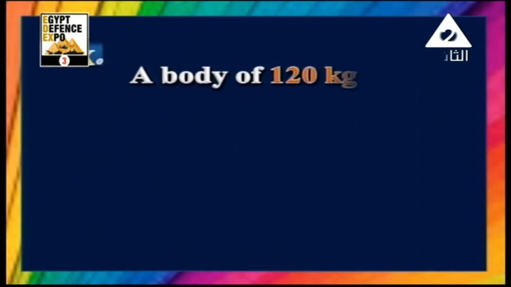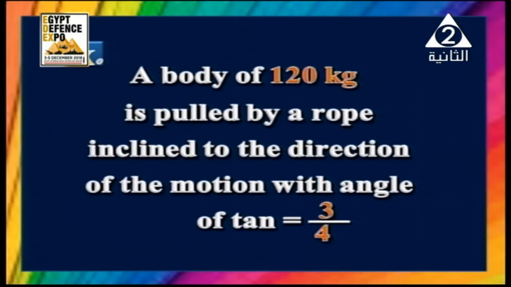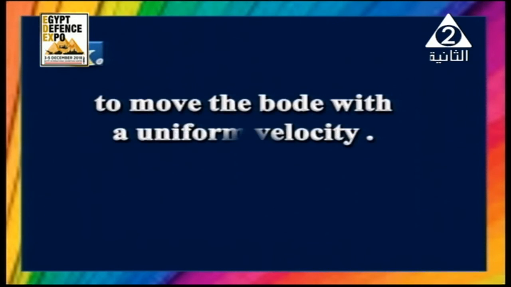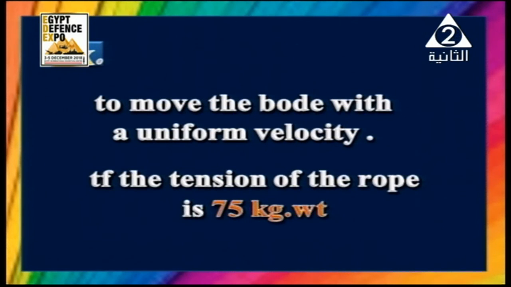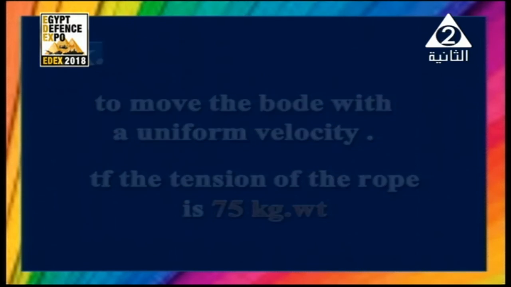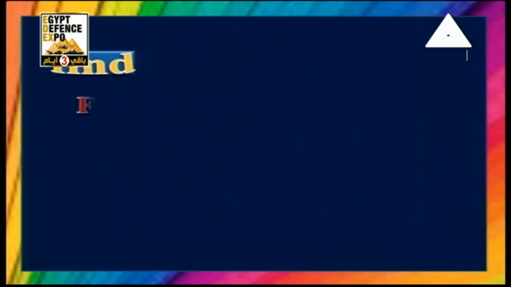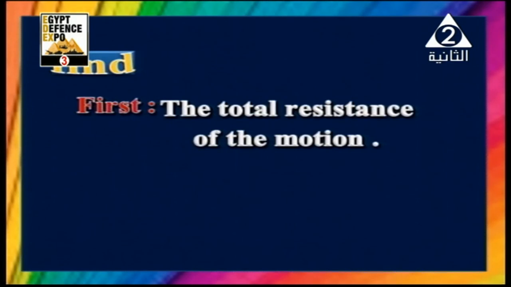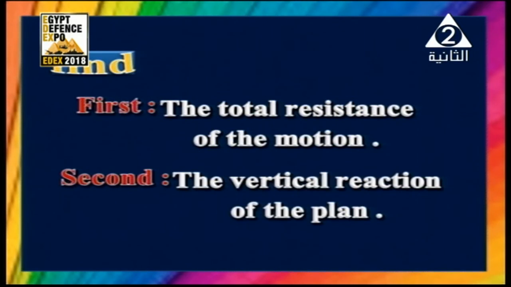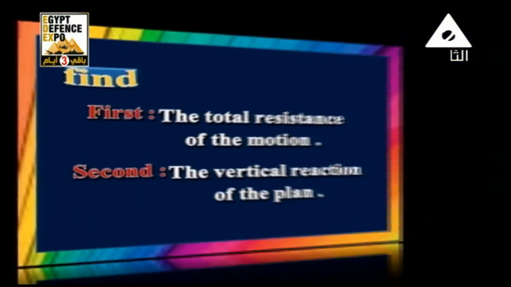A body of 120 kg is pulled by a rope inclined to the direction of the motion with an angle theta where tan theta equals 3/4, to move the body with uniform velocity. If the tension of the rope is 75 kg weight, what is required, my dear student? First, find the total resistance of the motion. Second, find the vertical reaction of the plane. My dear student, look at the solution.